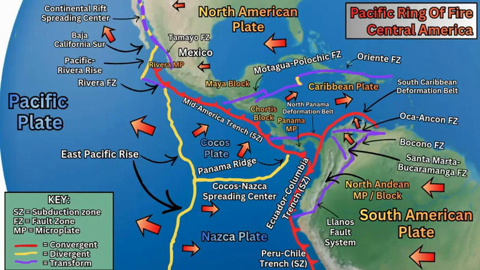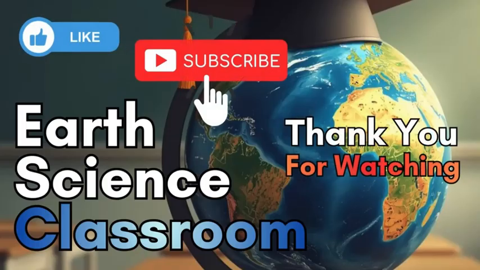And this is a thin slice of crust that extends on the northwestern section of South America, which is sandwiched in between the Panama block, the larger plates of Nazca and South American, and also the Caribbean Plate to the north.